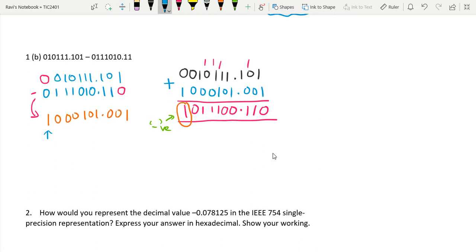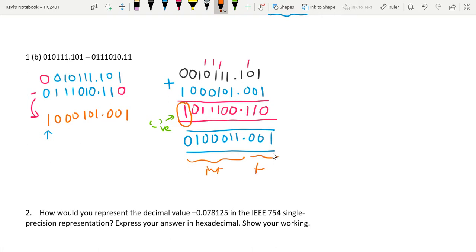So if I flip all the bits again, what do I get? I get 0, 1, 0, 0, 0, 1, 1, dot 0, 0, 1. So that is the final answer. And after I get this answer, I can of course figure out the integer part of it and the fractional part of it. And the final answer, important thing is now I must put a negative in front of it. So that is the way you interpret the final answer. So you need to look at the most significant bit as to whether it is 1 or 0.